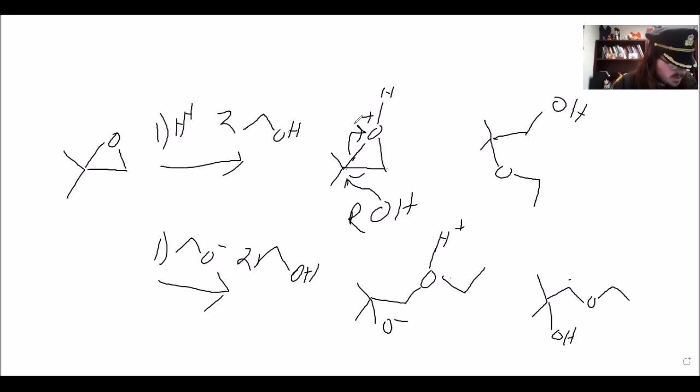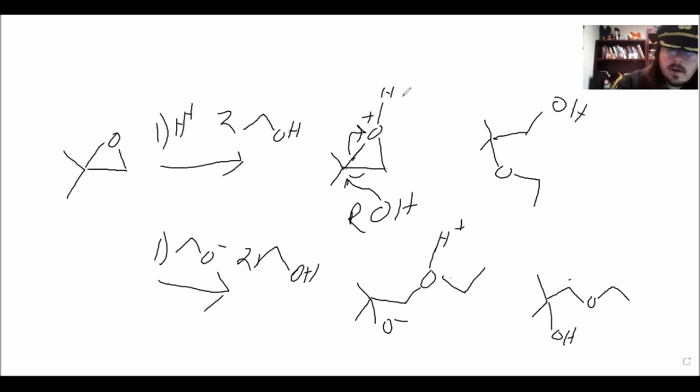So in the base, it's just an SN2, so it's really the least hindered carbon. So we're looking at SN2 versus more of an SN1. Real quick, Grignard. You can do Grignard with epoxides, and that's where we're going to finish up.